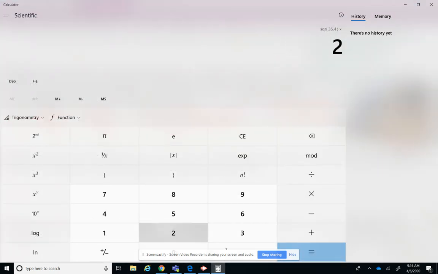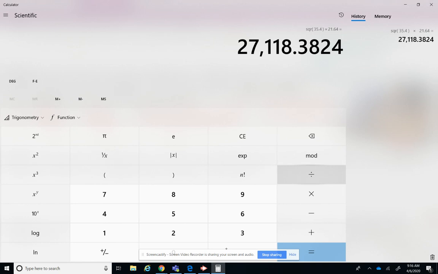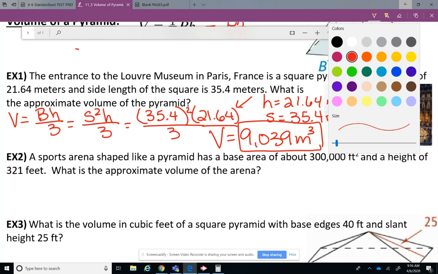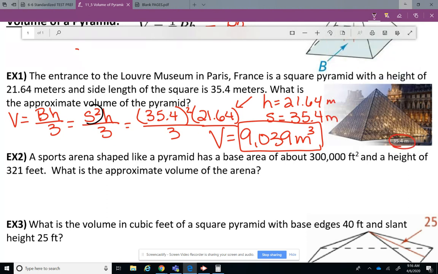All right, we're going to multiply that times the 21.64 equals, and now I'm going to divide it by 3. And that's 9,039.46. They said the approximate volume, so we're going to round that to just 9,039. All right, so the volume is 9,039. And don't forget, for volume, we do cubic meters. And if you're like, well, why is that? Look over here. You have 2 S's and 1 H. That's a total of 3 variables. Cubic is 3.